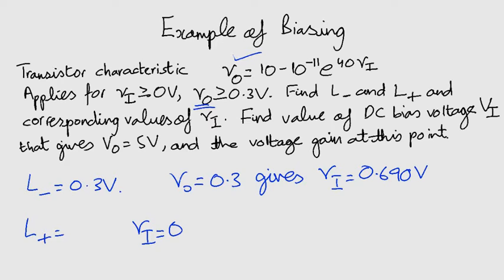Into this equation again. Why? Because in order to find limits, we have to look at the extremes. Putting this value into the equation gives the value of L positive to be almost 10 volts. Notice that L positive and L minus are both values of V0.